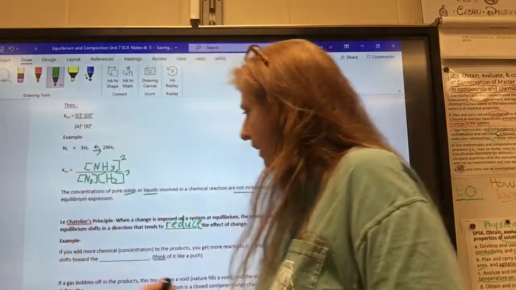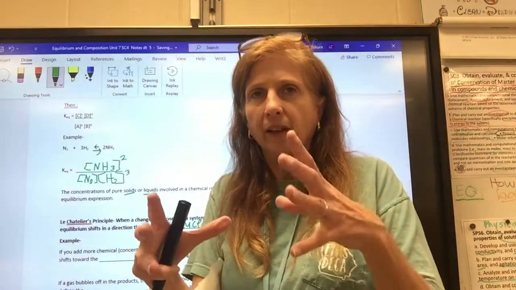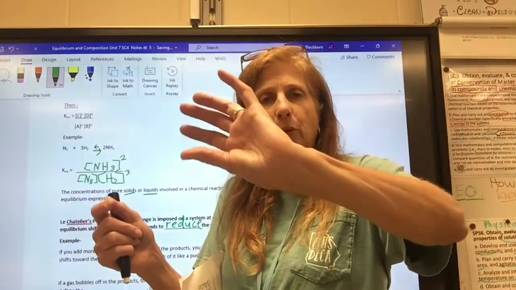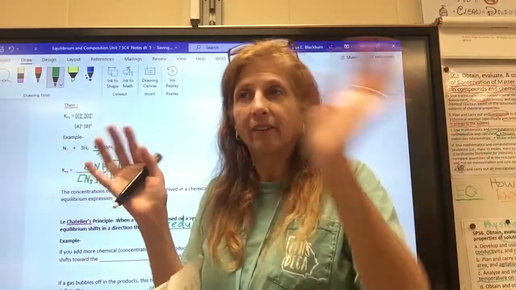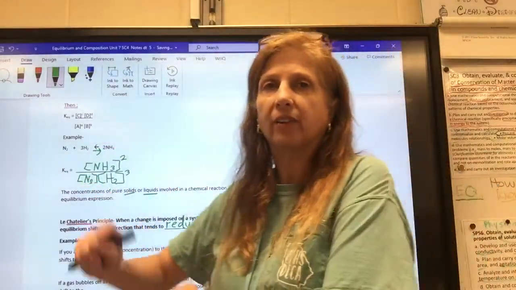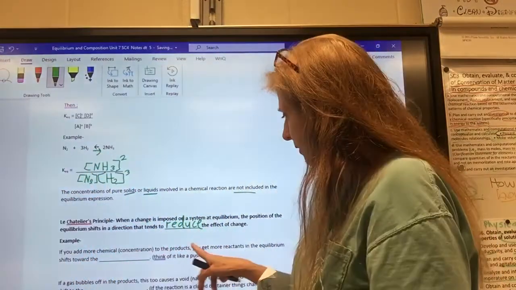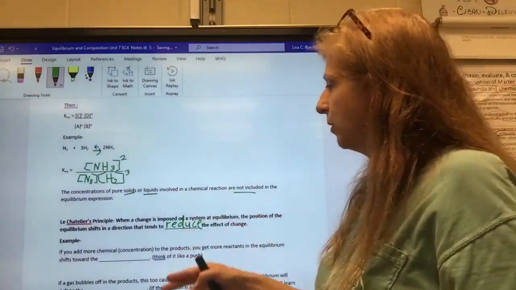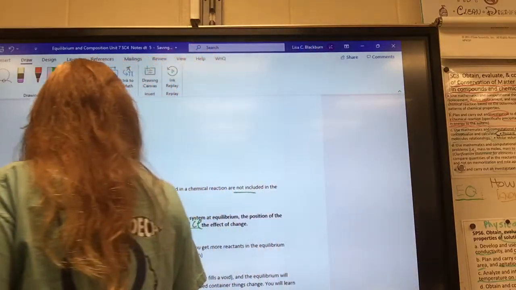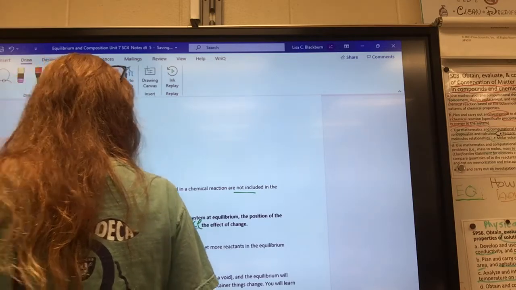Got that? Okay. So for example, you add more chemical. You've got your beaker going, and you decide to add one of the chemicals in your products or reactants. You decide to pour some more in there. See what that does. So we have increased the concentration in the products. What I added was products, not reactants. I added more products to it, okay? You get more reactants and the equilibrium will shift to the reactants. Think of it like a push.